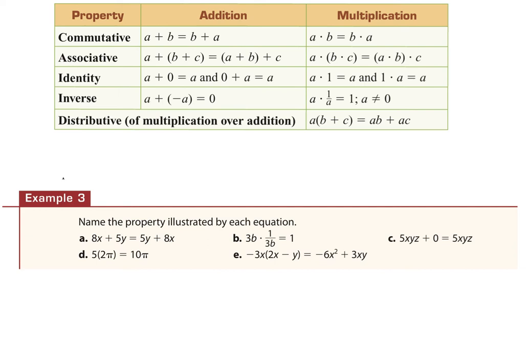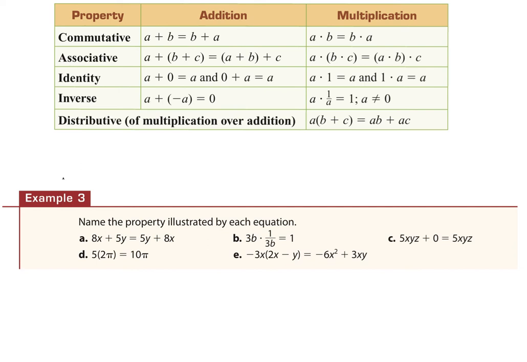So all we're going to do is name the property. A, we have 8x plus 5y equals 5y plus 8x. Eber, what is that? Which property? Is that commutative? Yep, that's right. Order. They just changed the order and it didn't change the outcome. Lewis, do the next one. 3b times 1 over 3b. That is, yeah, your inverse. If you multiply 3b by its reciprocal, you get 1.